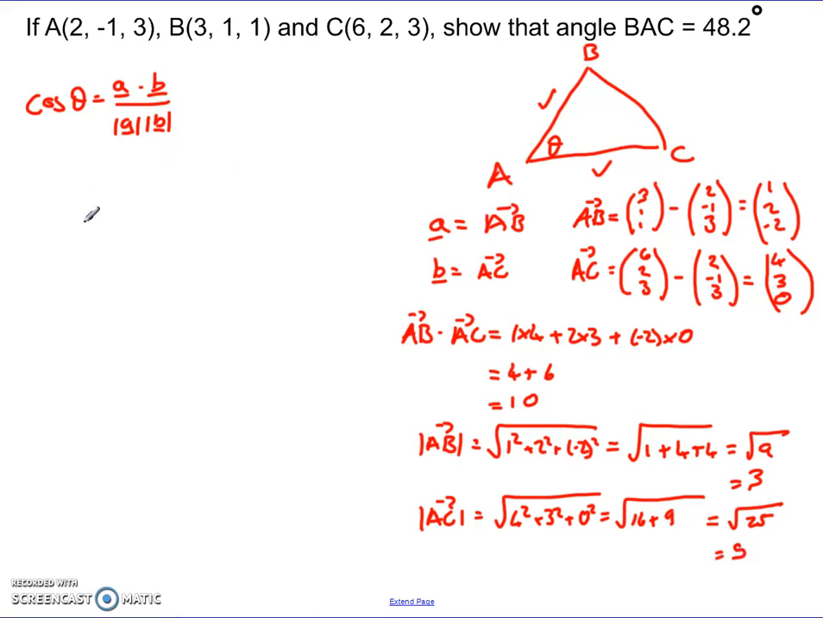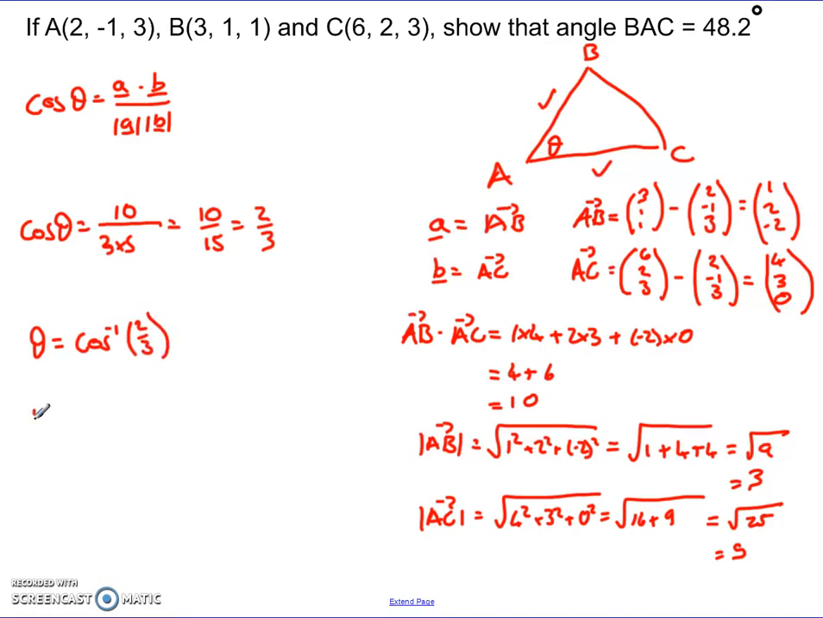So now we plug it all into the formula and we see what we get. So we end up getting that cos theta is the dot product part, which is 10, over the product of these two magnitudes here. So it's 10 over 3 times 5, which is 10 over 15. That can be simplified to 2/3. So cos theta is 2/3, so to get the angle theta, we do cos minus 1 of 2/3.